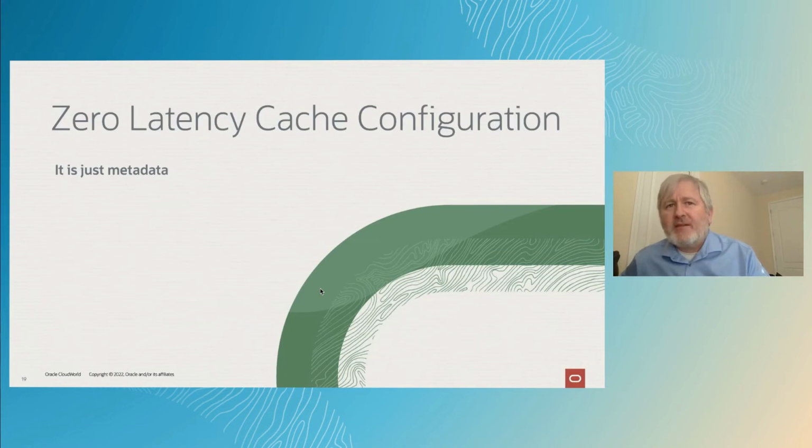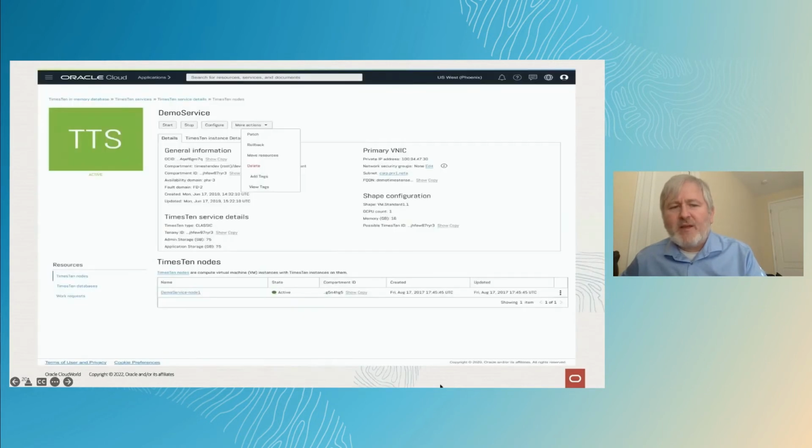So I've talked about a challenge of any cloud, which is latency, which is related to distance. I've talked about how using a cache can dramatically speed things up. But the question becomes, how can you configure this zero latency cache in the Oracle Cloud? The answer is just about configuring metadata. So let's have a look at some examples of that.